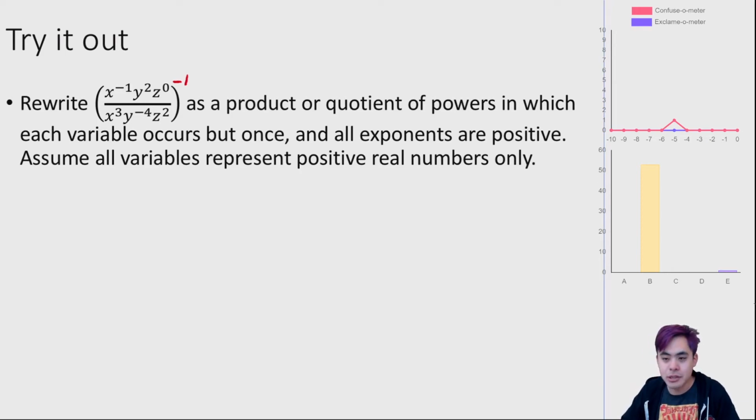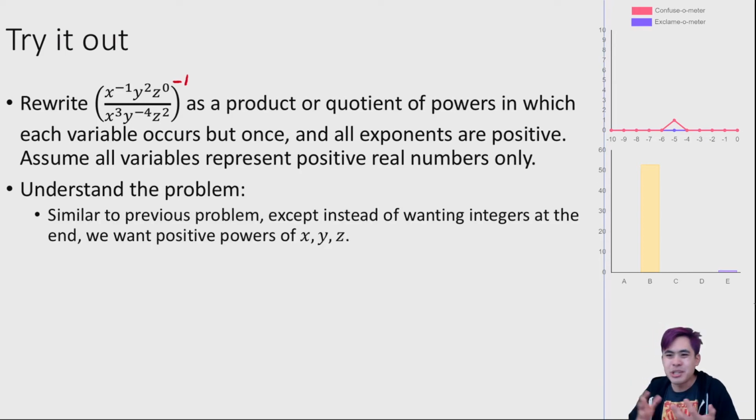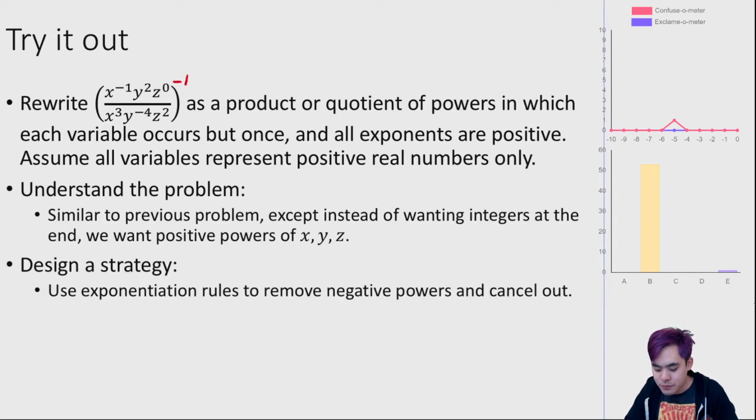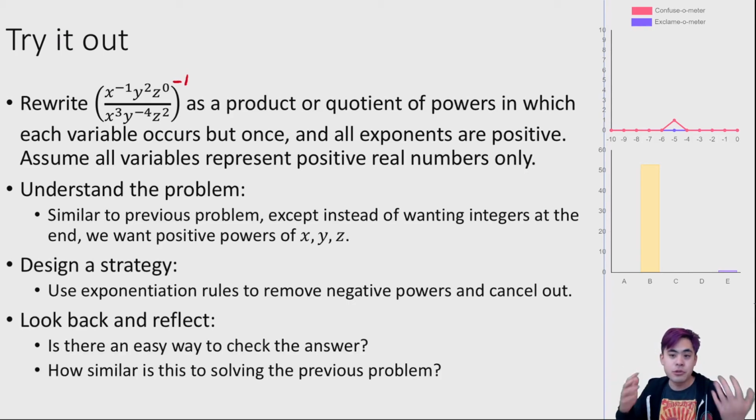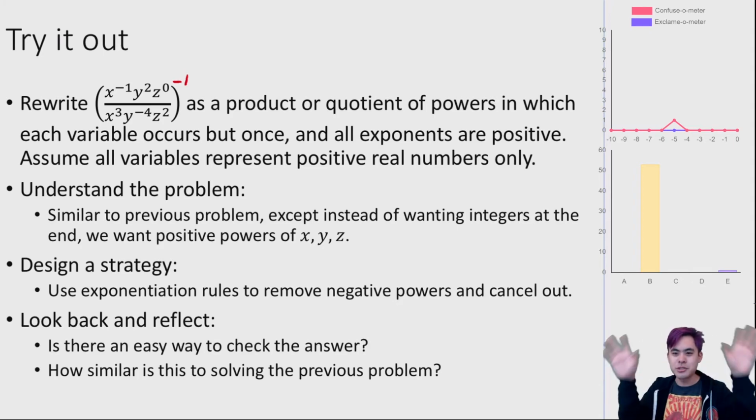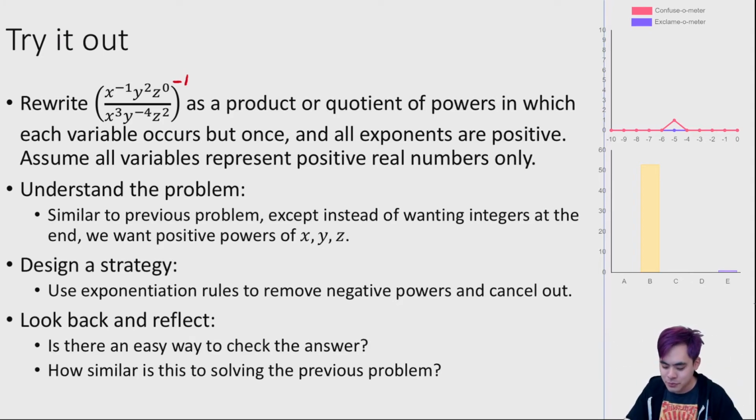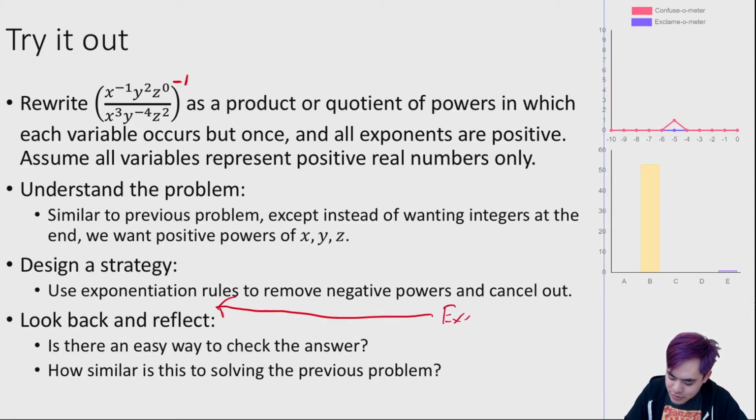So let's try to understand the problem. This is somewhat similar to previous problems, except that instead of wanting integers at the end, we want positive powers of x, y, and z. Well, what's the strategy? We can use the exponentiation rules to remove the negative powers and cancel out. And after we're done, we'll of course have to, oh sorry, I didn't have, you also need to execute the strategy. Let's insert in there execution.